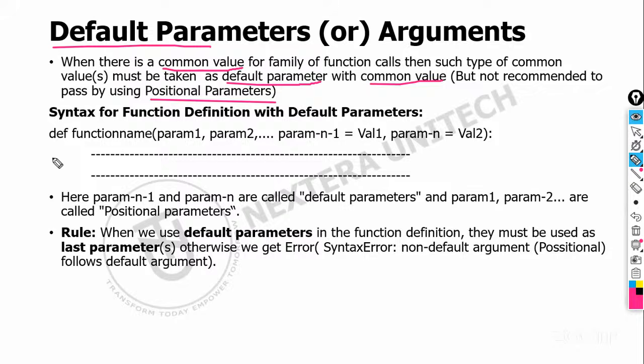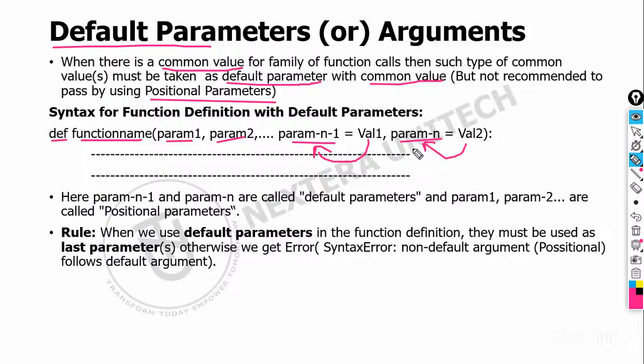For that, we also have the syntax. The syntax is def keyword followed by function name, then parameter 1, parameter 2, then parameter n minus 1 equals a value, parameter n equals a value. That means a common value will be passed to the parameter in the function definition itself. Such kind of parameters are called default parameters, default arguments.